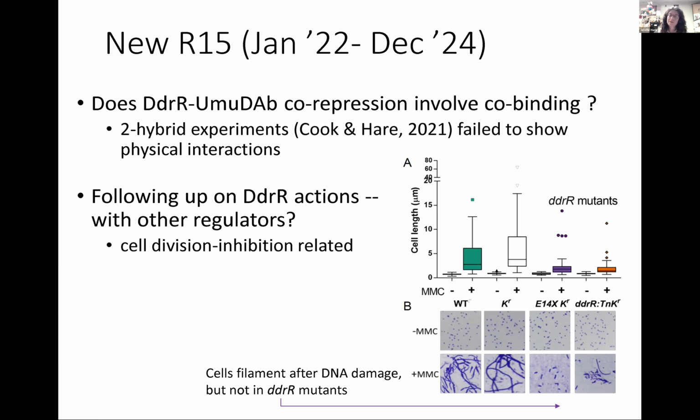The problem is that some of these error-prone polymerases are encoded in the bacteriophage. So what they're carrying with them is the ability to make a mutagenic polymerase. That's the hypothesis.